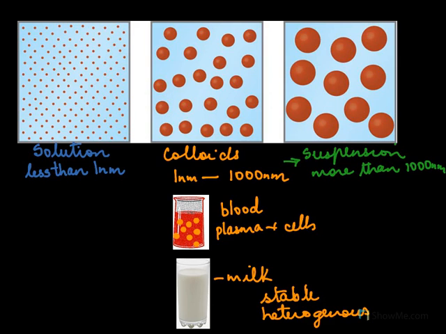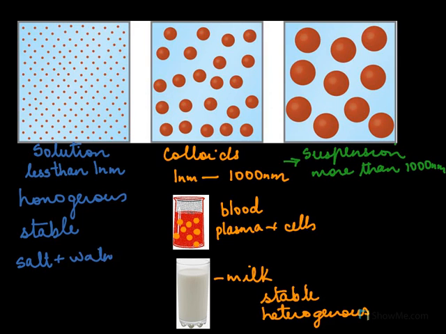So just to summarize this, we have the solutions, where the whole thing is homogeneous. It's very stable. Example, salt plus water. The particle size is less than 1 nanometer. Then we have the colloids, where the particle size is between 1 nanometer and 1,000 nanometers. Example, blood, plasma plus cells, and milk. It is heterogeneous, although it appears homogeneous.